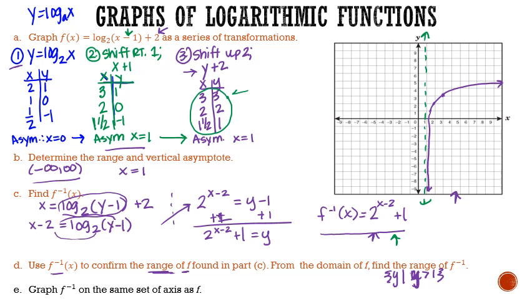So looking at this, (3, 3), when I flip those, I also get (3, 3). Actually, I'll do this in blue. (2, 2) is still (2, 2). And then (1/2, 1) becomes (1, 1.5). So (1, 1.5) is right here. And this asymptote was x equals 1. So when I switch the x and y there, that becomes y equals 1. So this will have the horizontal asymptote at y equals 1. And there's the inverse function.